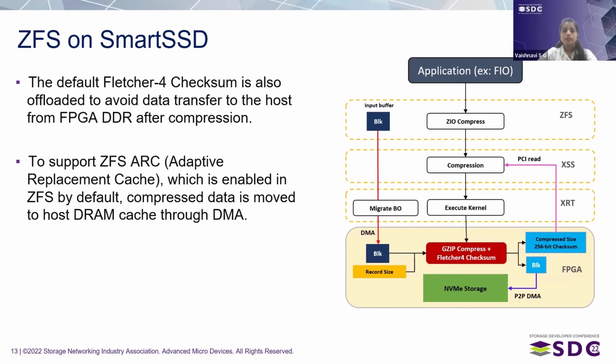Another factor which had to be considered while enabling P2P flow is the adaptive replacement cache in ZFS. ZFS by default has the cache enabled. So to support the default settings of ZFS, the compressed data in the FPGA DDR is moved to the cache by performing a DMA using the XRT API. Note that this transfer of compressed data to the host is only to update the ARC, which is required for the read operations to find the recently used data in the cache. Finally, at the stage of writing the compressed data to the disk in the ZIO pipeline, the compressed data is moved to the SSD directly from the FPGA DDR.